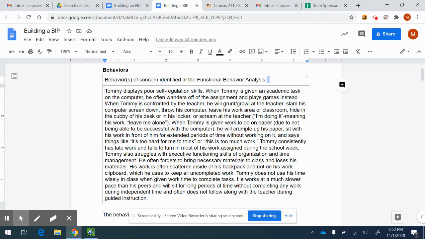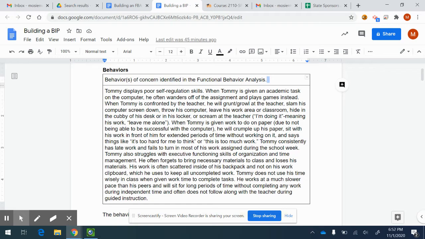So the intervention put in place was that the teacher would work alongside Tommy to determine an appropriate, reasonable time frame in which work should be completed. That could be broken down into chunks if it was a long assignment. For example, the first question should take you 3 minutes to complete. Once you're done with that, we'll go on to the next question and we'll set a reasonable time frame for that as well. So with the teacher working alongside Tommy, that was an intervention that was put in place.